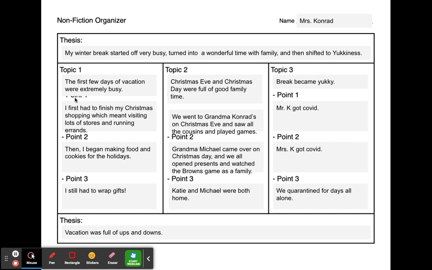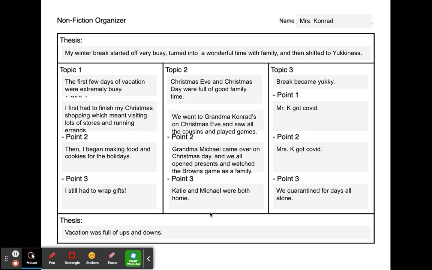So let's look at my first body paragraph. The topic sentence would be the first few days of vacation were extremely busy. Now, I've covered some things up on this organizer, but point one would be I first had to finish all my Christmas shopping, which meant visiting lots of stores and running errands. So that's all part of being busy. Then I was busy making food and cookies for the holidays. And finally, I still had to wrap gifts. So, one point of my essay when I analyze my vacation is that it started off being busy.